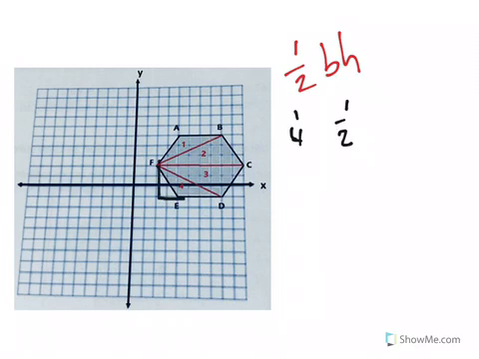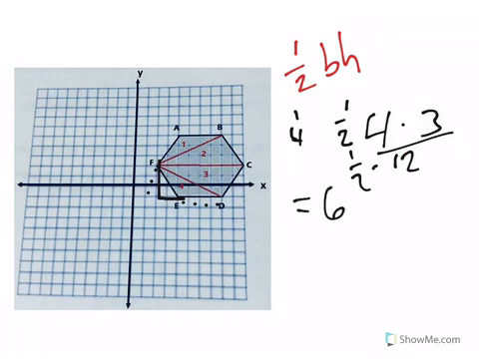So if we go this way, the height is 1, 2, 3. And the base then is 1, 2, 3, 4. So 1/2, 3 times 4. 3 times 4 is 12. 1/2 times 12 is going to be 6. So 1 is 6 and 4 is 6, and they're both units squared.